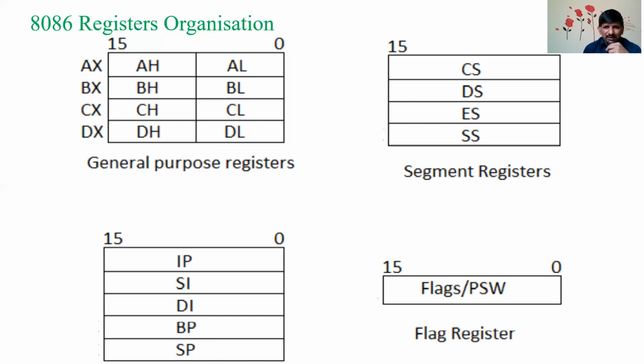So all these are 16-bit registers which store the corresponding offset addresses. So instruction pointer stores the offset address of the instruction. Source index stores the offset address of the input data. Destination index stores the offset address of the result, meaning output data. Base pointer stores the offset address of the instruction. Stack information offset is stored in the stack pointer.